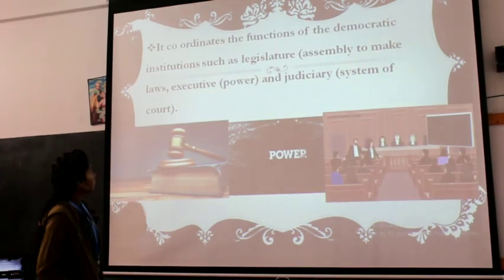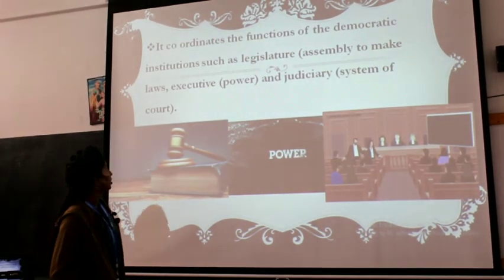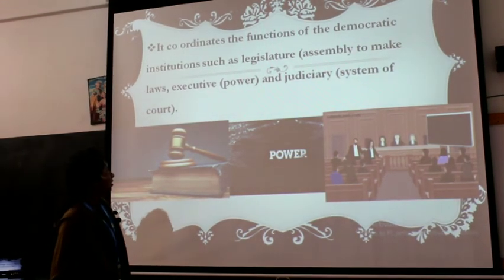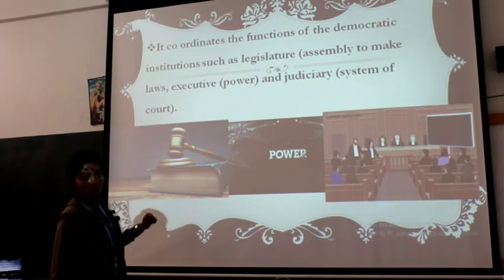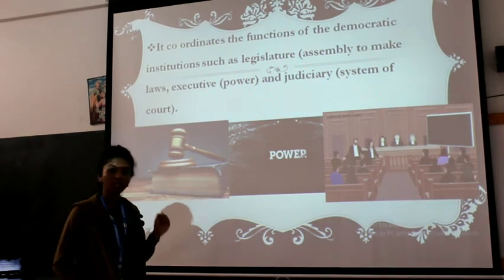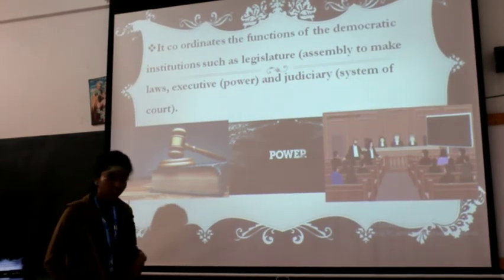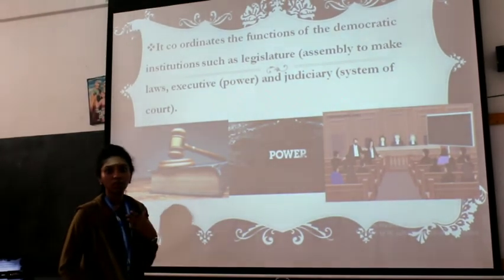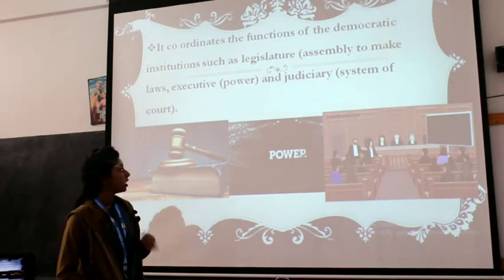Thirdly, it coordinates the functions of the democratic institutions such as the legislature. Legislature is nothing but the assembly to make laws. Okay, a legislative assembly is set. You all will be knowing this. A legislative assembly is set where it provides laws. The laws that we follow now are given by the legislative assembly.